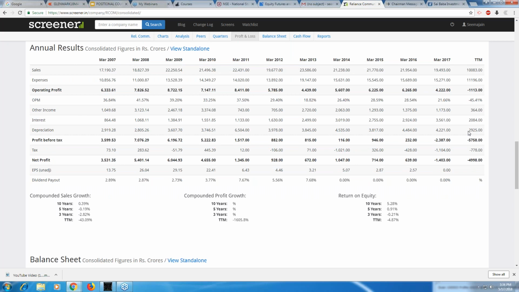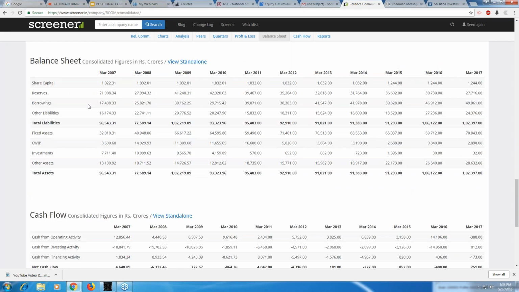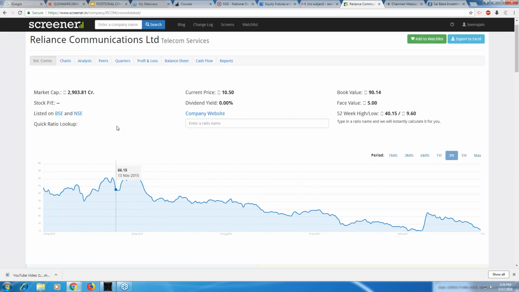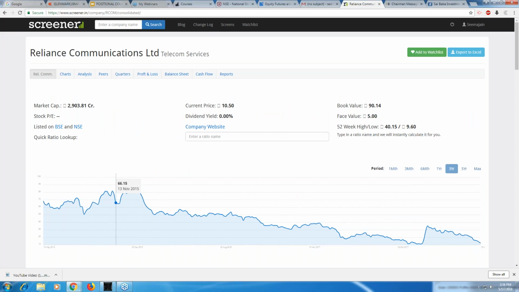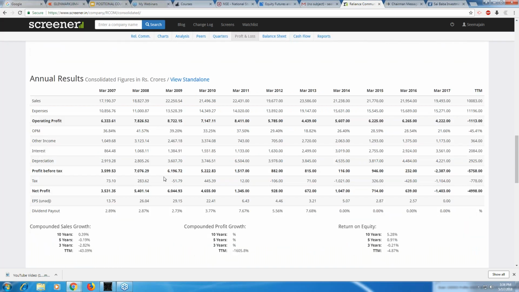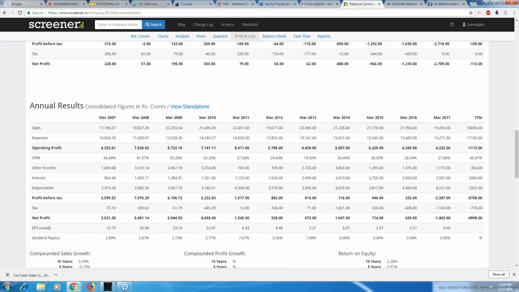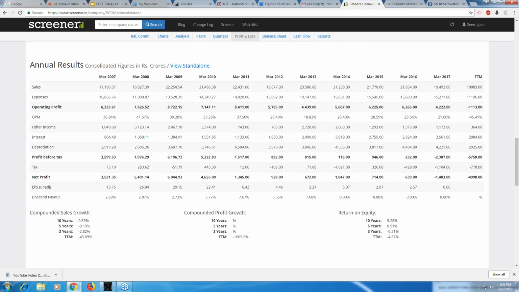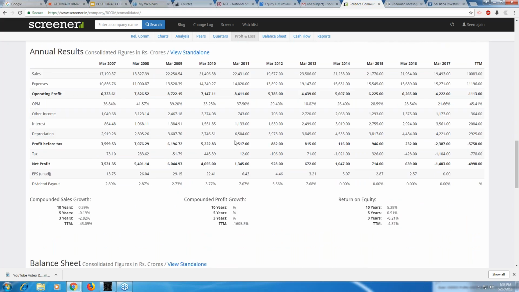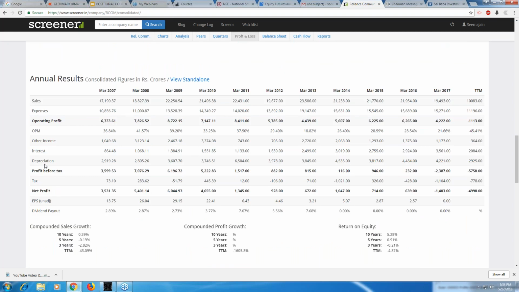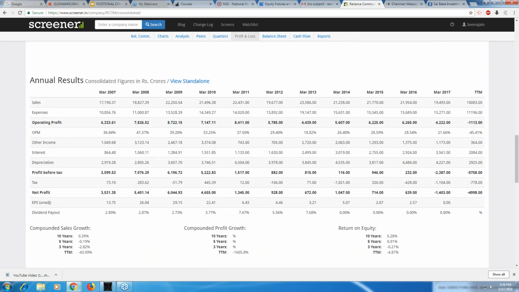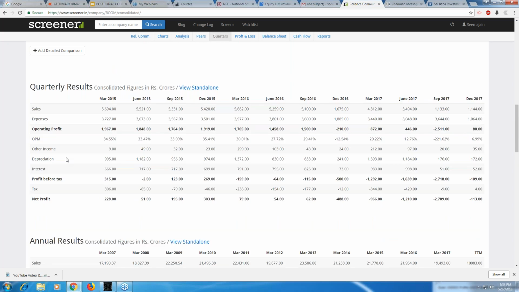Now let's look into the borrowings. Oh my god, huge borrowings, 49,000 crores. Such huge borrowings, what will you do? It's much higher than the company's market cap. The market cap is 2,903, and the borrowings are 49,000 crores. So how do you think they will repay such borrowings? Borrowing is definitely a huge concern, and nobody who understands the market will invest in it, right?